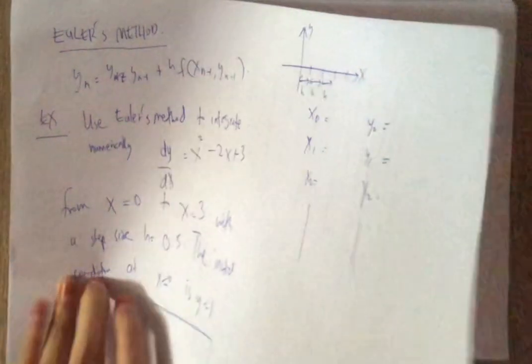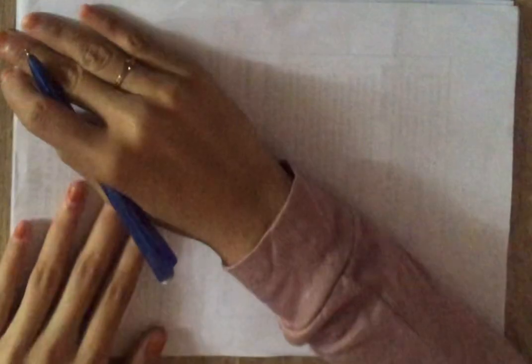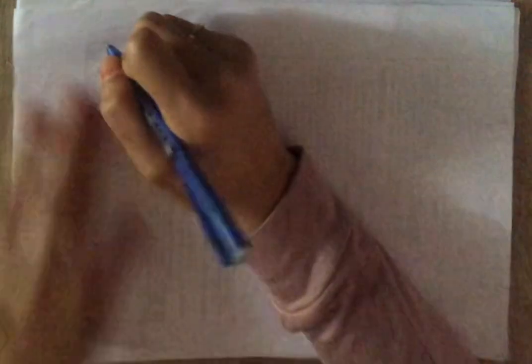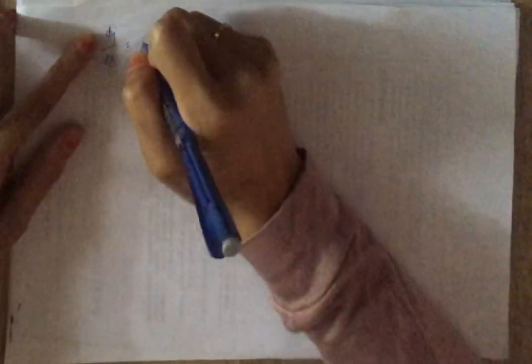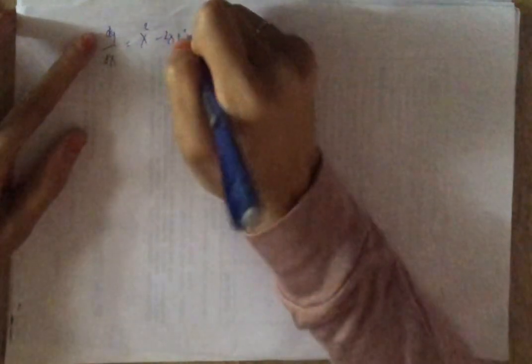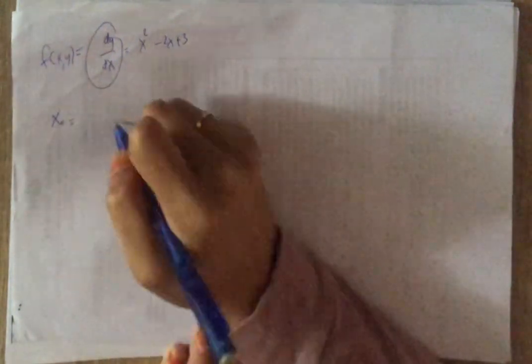I just use another page to show the answer. Actually I'm using recycled paper, class, so just ignore what you can see here, because it is at the back. So this is your equation just now, and dy/dx is also equal to f(x,y). F(x,y) is equal to dy/dx, benda yang sama.